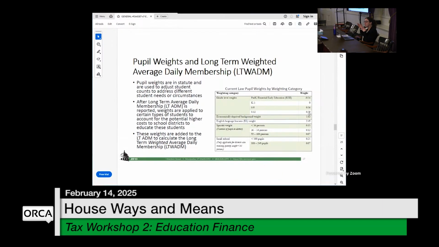So these weights are added to the average pupil weighting count, and that's where we get this term, long-term weighted average daily membership, which is a lot of words, but essentially means the number of kids in schools after accounting for these differing needs that are spelled out in statute.